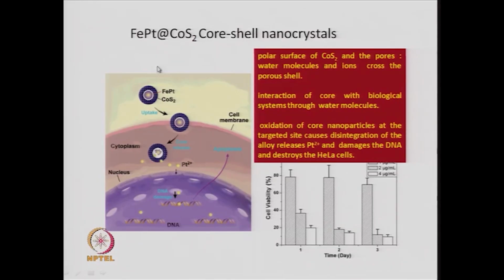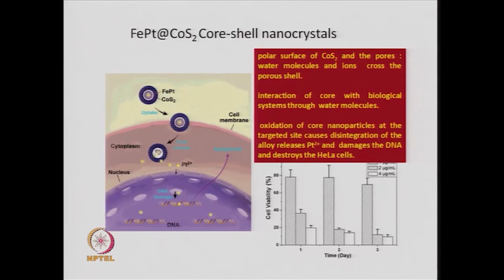So, basically you are making platinum ions interact with the DNA by controlling the shell structure such that the platinum is released only when it gets oxidized, and then it can act with the DNA and destroy the DNA of the HeLa cell.